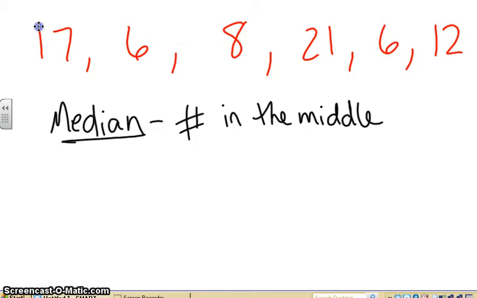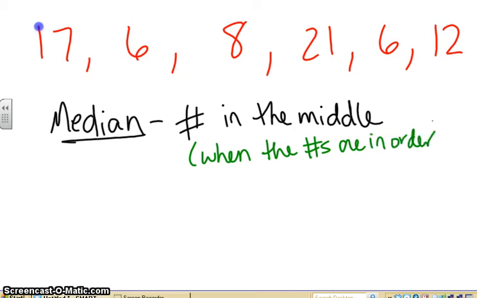But the important thing to remember is we can only find the number in the middle when the numbers are in order. You don't just look for the middle number at the list that they already give you, because they usually won't give you a list that's in order. So you're going to have to reorder the list. So let's find the median of this list. So first thing I need to do is put the numbers in order.